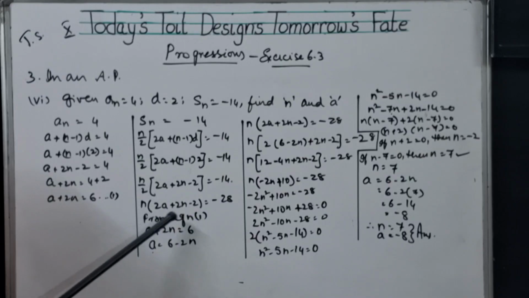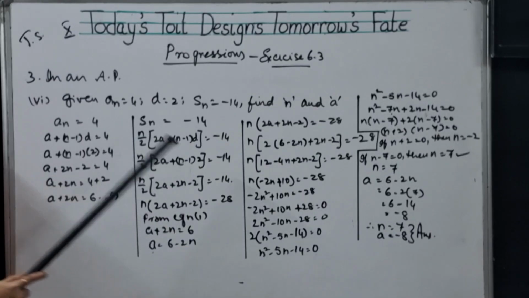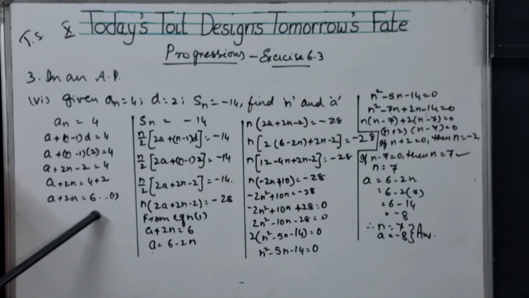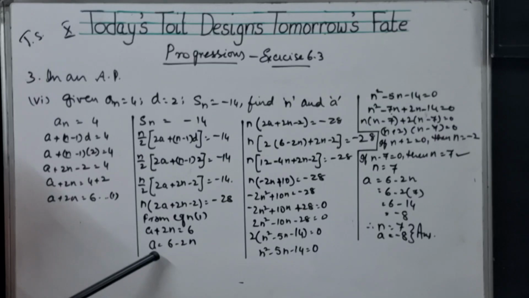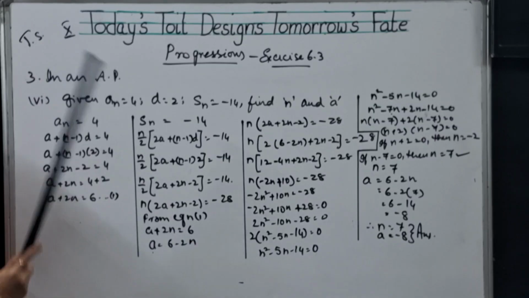So here, see children, after this I am blocked. I can't proceed again. Why? This a is obstructing me. I cannot proceed. So what to do? I have to go to this equation, a plus 2n is equal to 6. So on taking this equation 1, what did I do? I have converted a in terms of n.